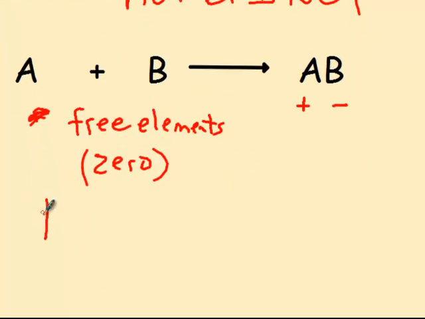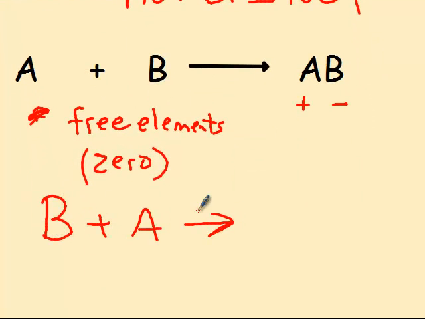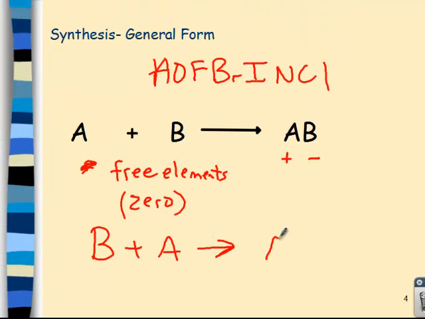All right, now this also could be B plus A yields. Now, if A is the positive one, you are still going to yield AB. So the order here doesn't determine the order over here. The order over here is determined, again, by the charge, and the charge being positive first.